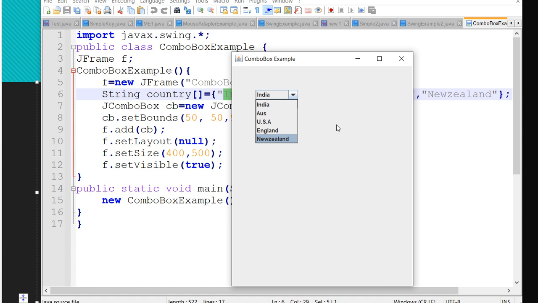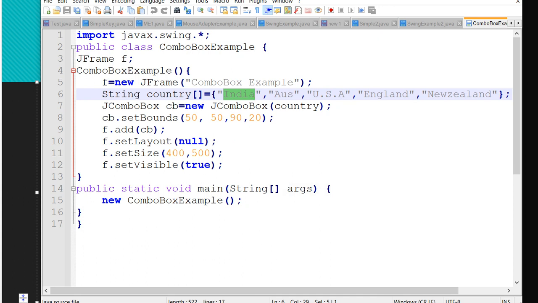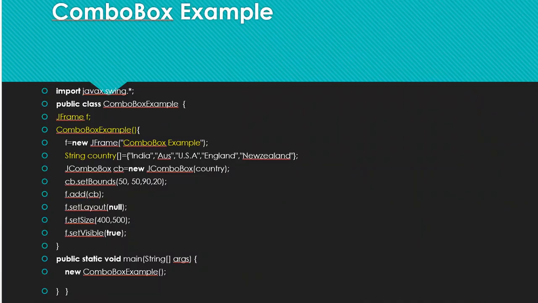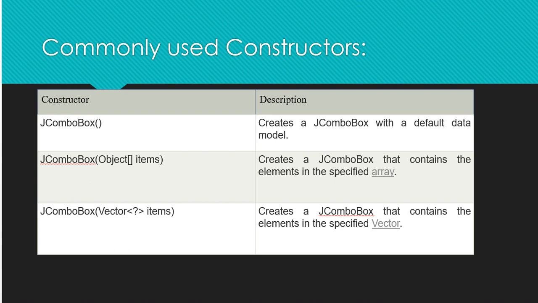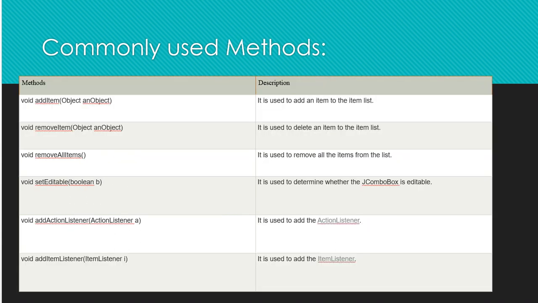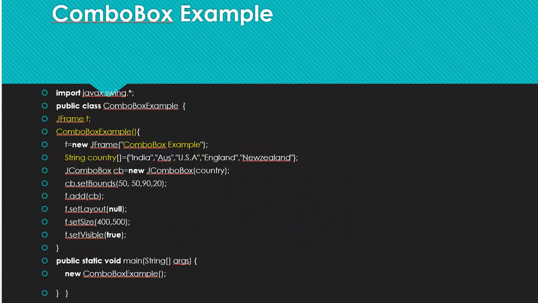Fine. Now you can note this down, whatever I have shown from the beginning for JComboBox, from here. From this slide you have to note down. Next these constructors you have to note down, next these methods you have to note down, and the next one is the example you have to note down. Fine, this is all about JComboBox.